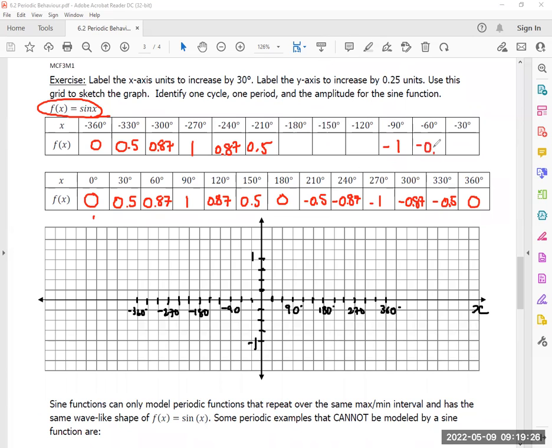Negative 0.87. Okay. Negative 0.5. Okay. And then it goes back to a 0, because you know, -30 degrees. The next number that we're going to do is a 0.